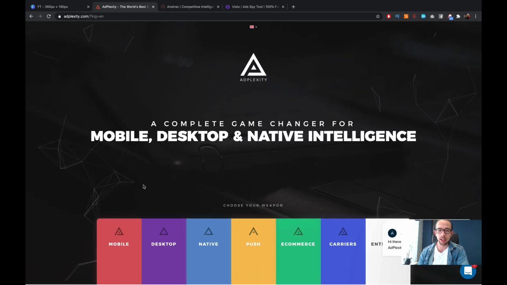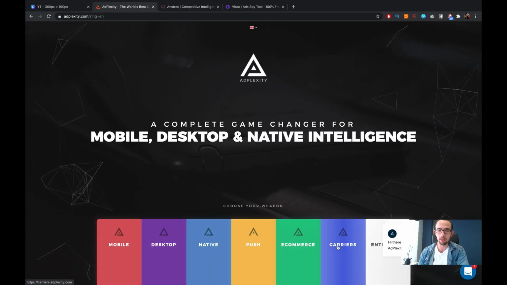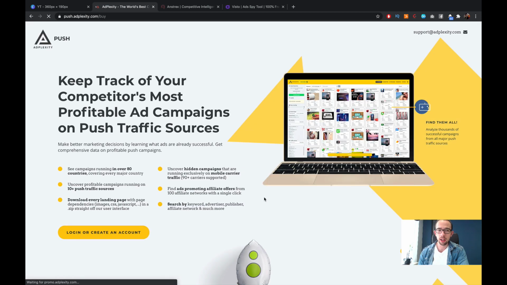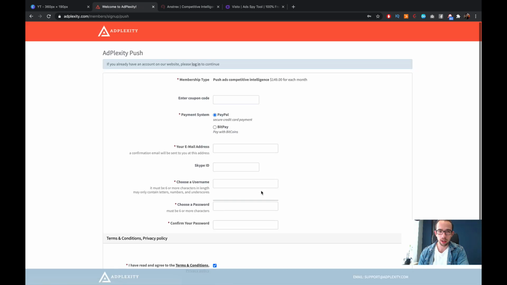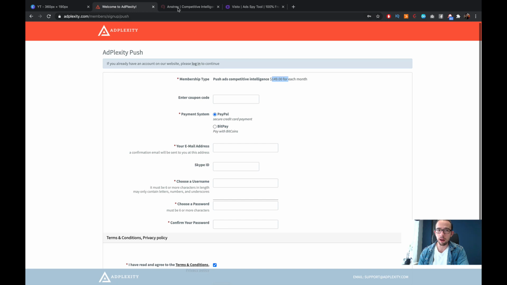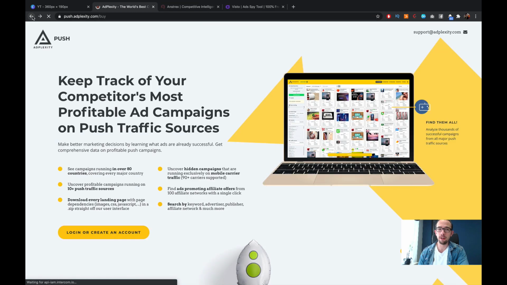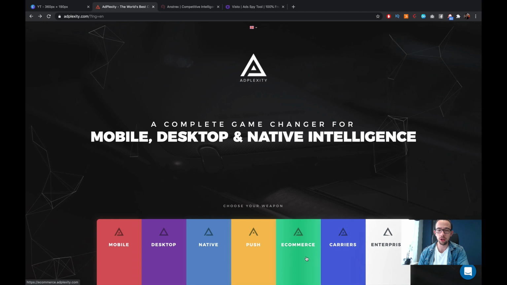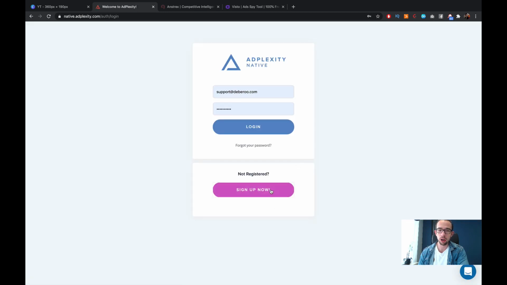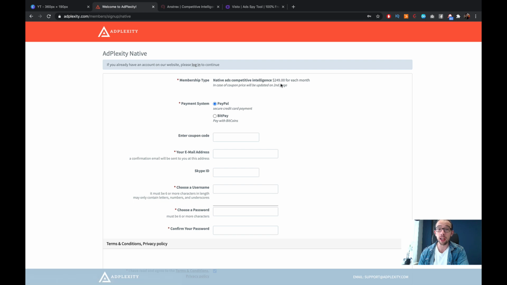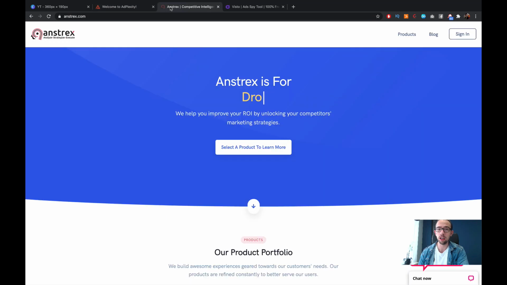When you look at AdPlexity, they have mobile, desktop, native, push, e-commerce, carriers, but I think each of them is like $150. I used to have an account, but I don't now. Yeah, $150 a month each, and they have many different versions: 1, 2, 3, 4, 5, 6. So if you buy all, it would be $900 a month. Just push and native, that's $150, and this one is $250. All right, so that's $400.